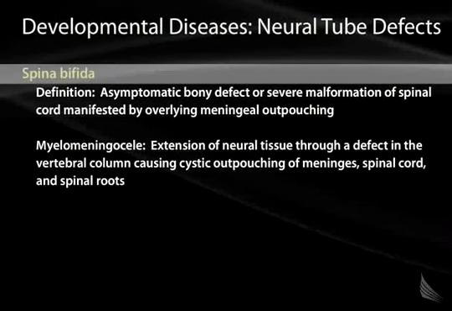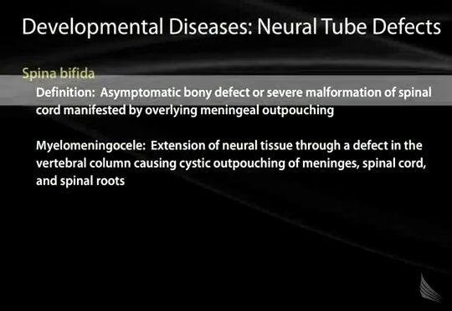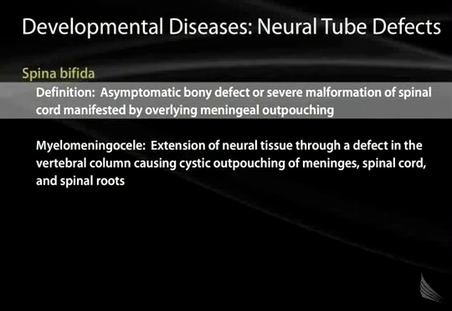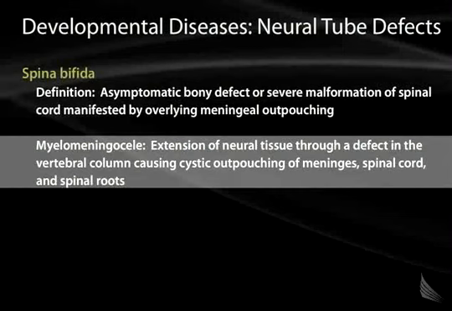Spina bifida. This is probably the most common neural tube defect. It is an asymptomatic bony defect or severe malformation of spinal cord manifested by overlying meningeal outpouching in the back. A myelomeningocele is an extension of neural tissue through the defect in the vertebral column, causing cystic outpouching of the meninges, the spinal cord, and the spinal roots.